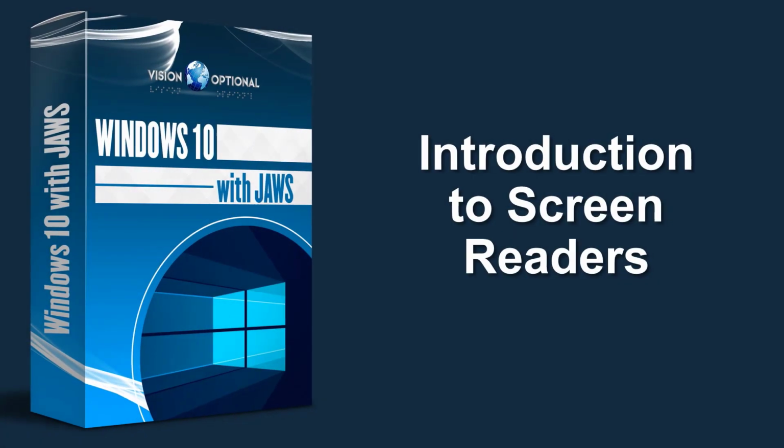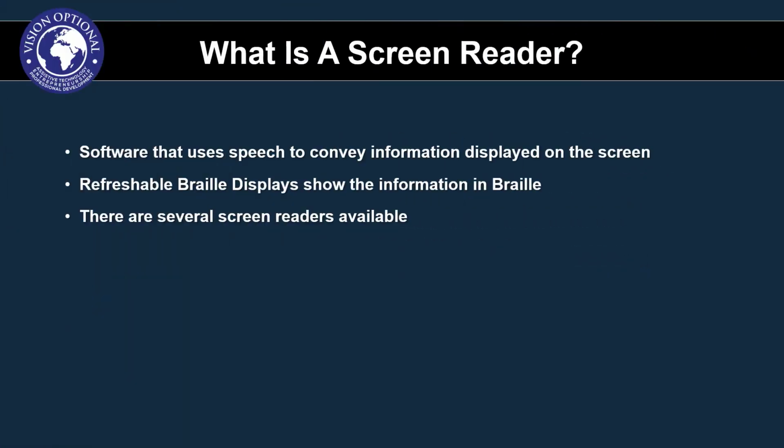Introduction to Screen Readers. In this lesson, we're going to talk about what screen readers are and how we use them to operate the computer non-visually. What is a screen reader? A screen reader is a piece of software that attempts to convey information displayed on a screen to blind and vision impaired users and anyone with a print disability. It accomplishes this by converting the information to speech via text-to-speech technology, or TTS. So put another way, a screen reader simply reads the information displayed on the screen out loud using a speech synthesizer, which is the voice that you hear.